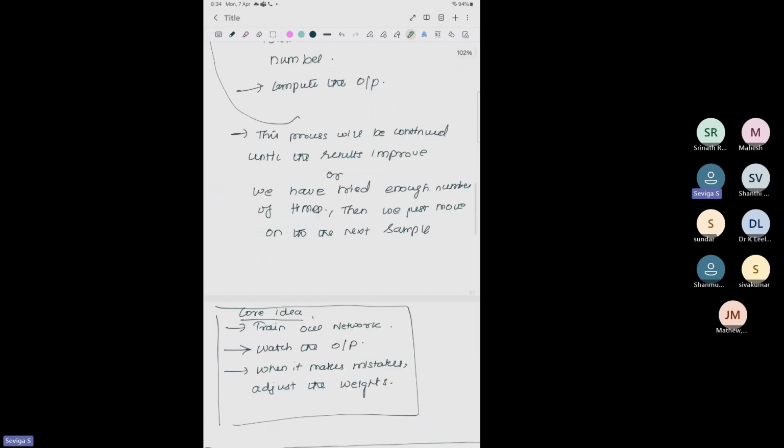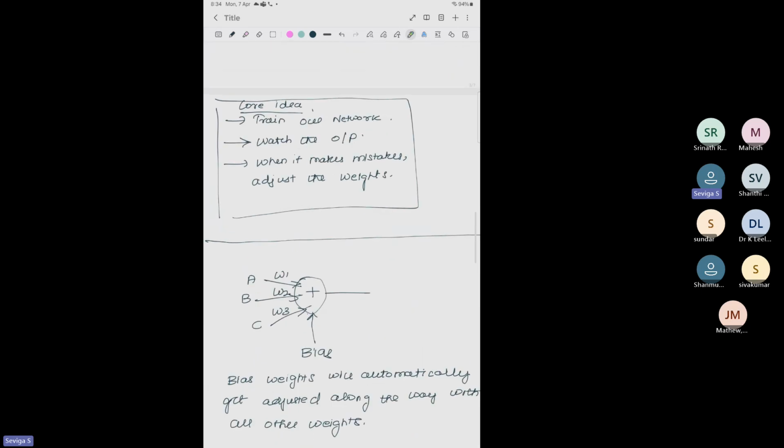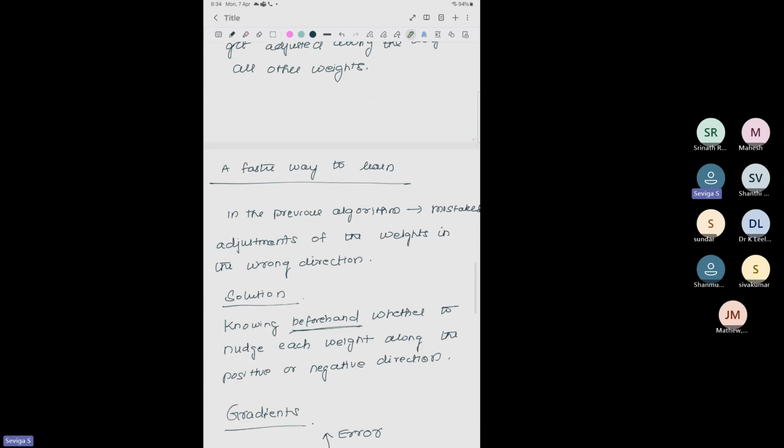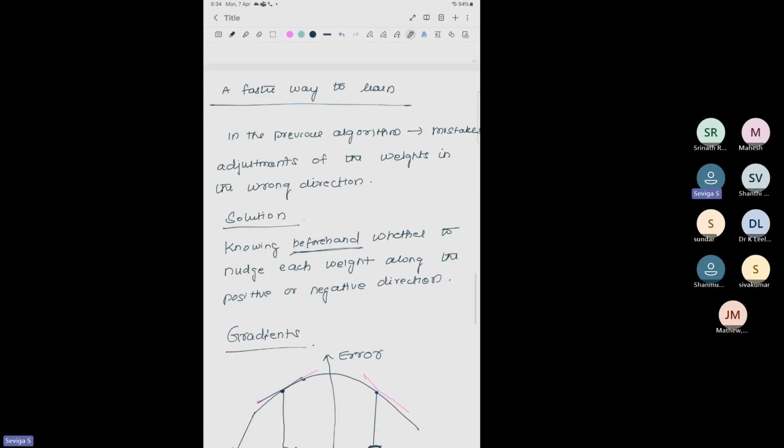So what we did is take the central idea of training our network by watching the output. Every time it makes a mistake, we adjust the weights. So we decided on a faster way of learning, which is knowing when to change the weight. The disadvantage of the previous algorithm is that it can keep changing the weights in the wrong direction, so that it can get stuck in a continuous loop.